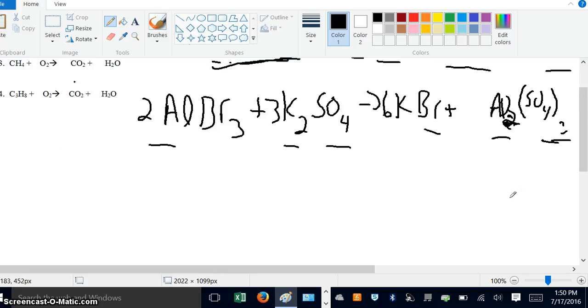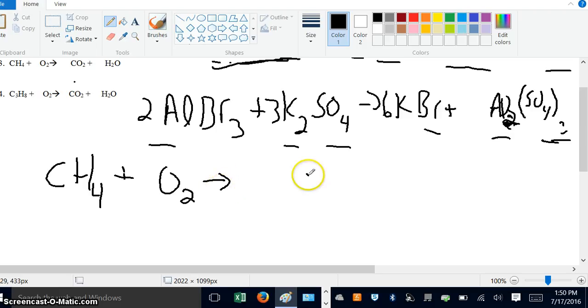So we have CH4, better known as methane, plus oxygen, the oxygen gas, right? In its gaseous form, there's always two atoms. So goes to carbon dioxide plus water, H2O. All right, so let's just take a quick look at this.